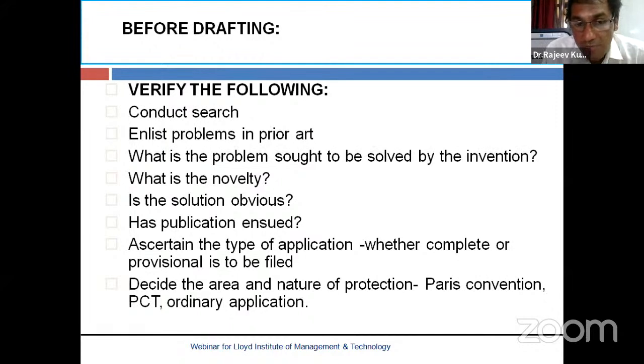So ये काफी important माना जाता है, क्योंकि जिस दिन आपने ऐसी एप्लीकेशन फाइल की, प्रोविजनल पैटेंट एप्लीकेशन, उस दिन से माना जाएगा कि ये आपका प्रायोरिटी डेट है। मतलब आपके बाद कोई वो इन्वेंशन लेकर आएगा उस दिन के बाद, तो उसको वो इन्वेंशन उसकी नहीं मानी जाएगी, right?